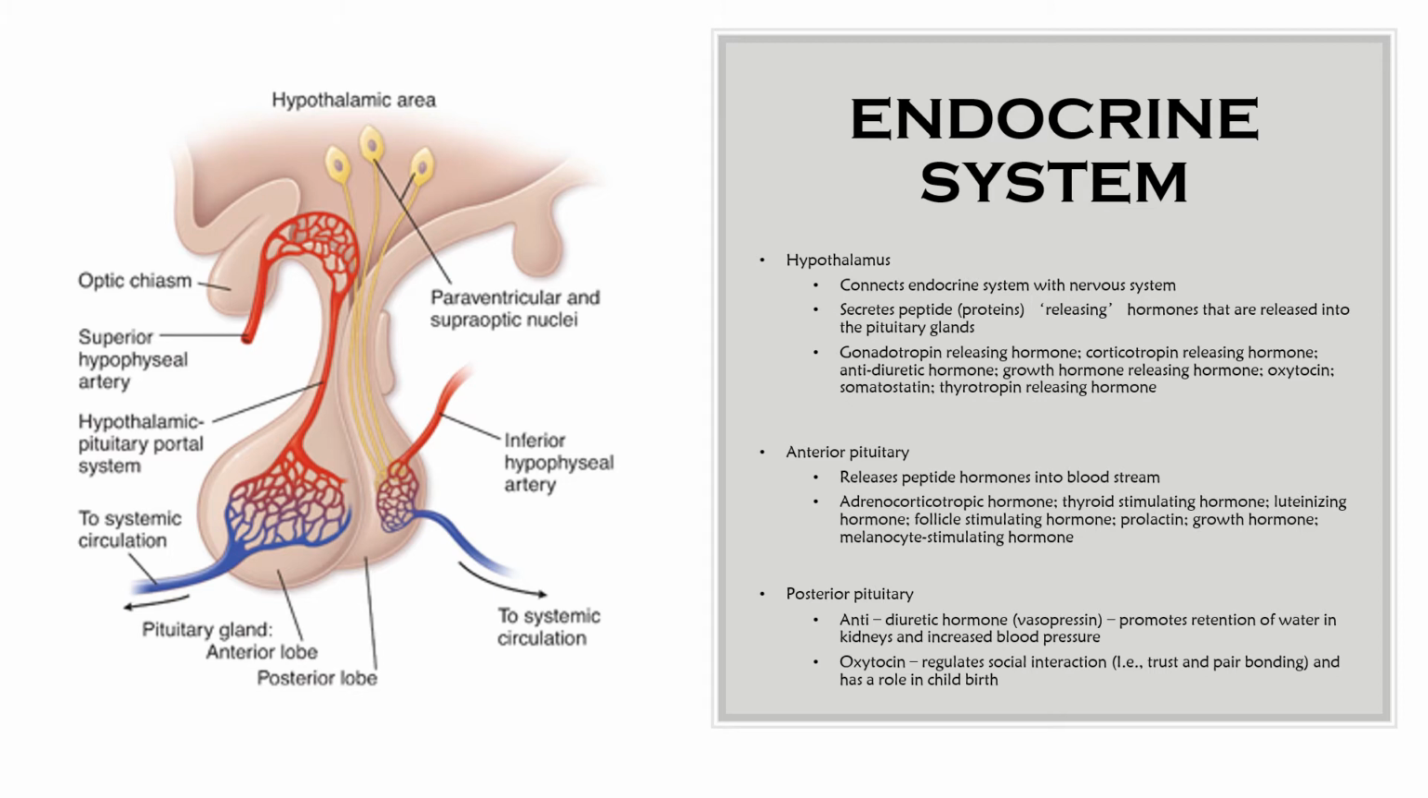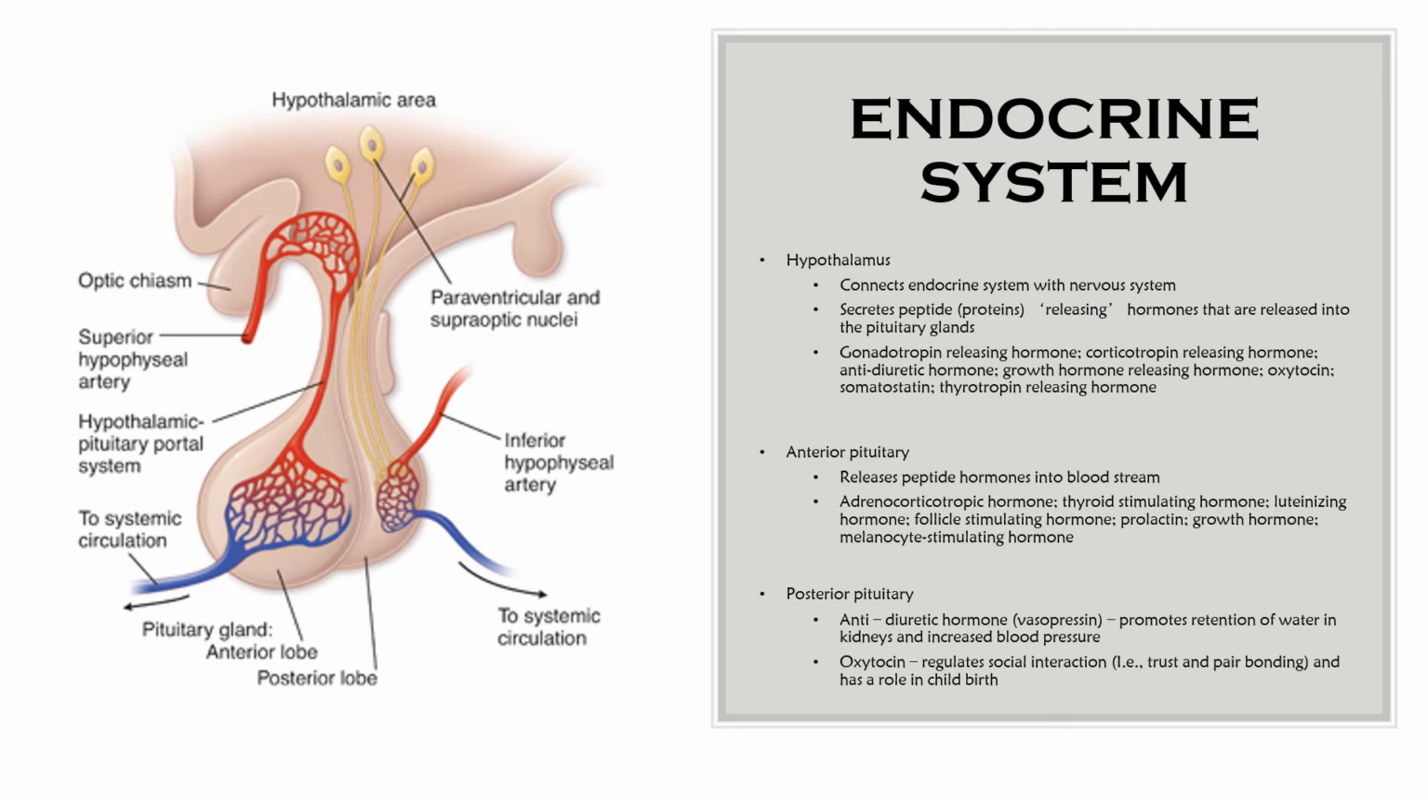Now, two hormones that are produced in the hypothalamus travel into the posterior pituitary and then are released into the systemic circulation. These are antidiuretic hormone, or vasopressin, which promotes the retention of water in the kidneys and also is involved in increasing blood pressure. And there's also oxytocin, which regulates social interactions such as trust and pair bonding. And oxytocin has a big role in childbirth as well.